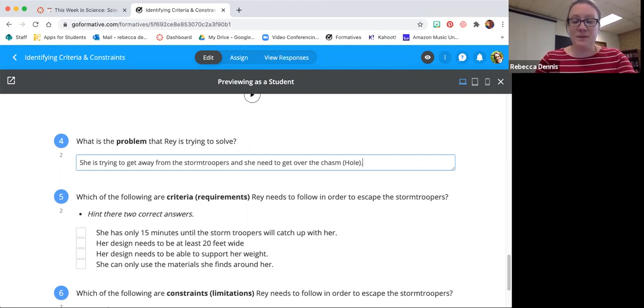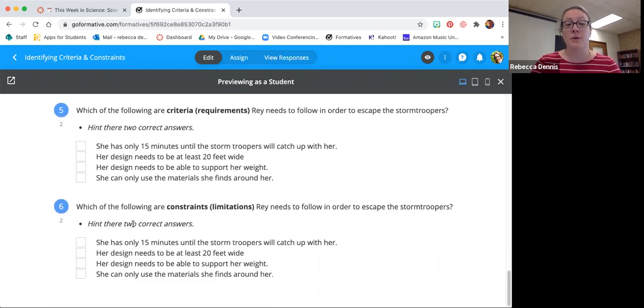All right. So you'll notice that there are 2 parts to it, getting away from the stormtrooper and getting over the chasm. Now, if you said just getting over the chasm, I went ahead and gave it to you because that technically is the problem that she has to deal with right there at that very moment. But the whole problem is technically this whole thing, okay?